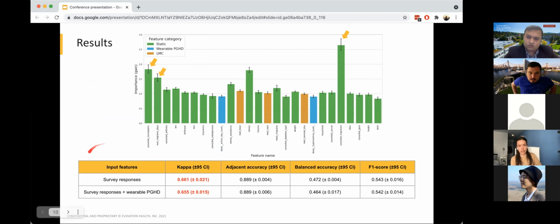You can see that here we have our two best performing models, one based solely on survey responses from the static ones based on social demographics and the LMC surveys. And then we have one with wearable PGHD, the best performing results. So we can see that adding wearable PGHD improves model robustness on our primary performance metric, but there's a very, very small difference in average performance metrics that falls into the confidence intervals of each other. But yes, the confidence interval is reduced for the second model, which includes wearable PGHD.